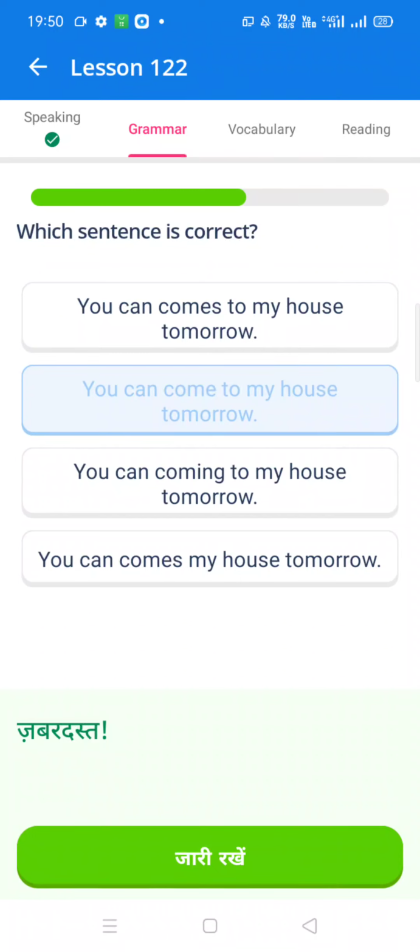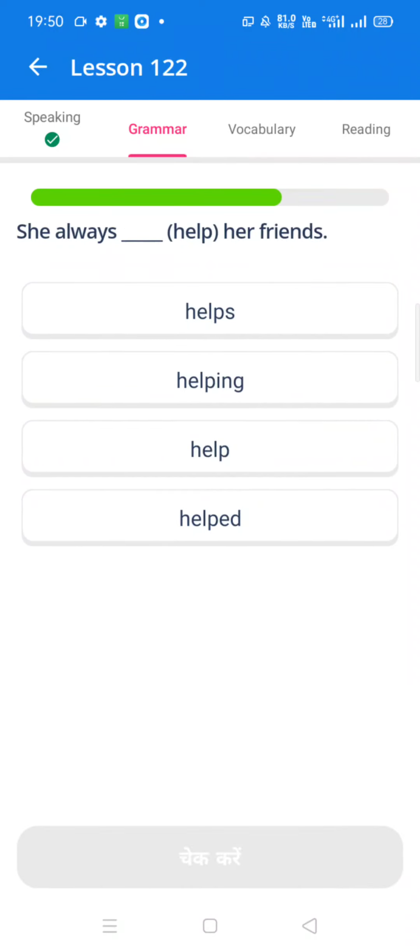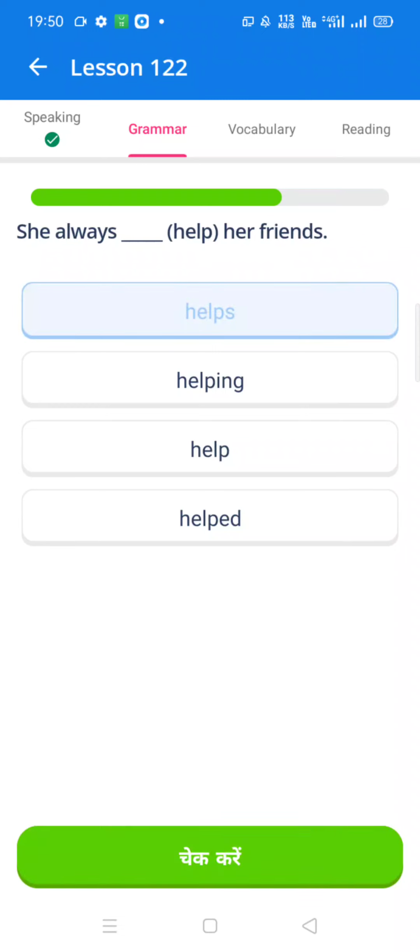Okay. Now let me go to the next question. She always dash help her friends. And the verb is help, helped. D. And Karan, what's your answer? Helps. So I think helps is the answer. Let me check. Yes, correct. She always helps her friends. Write down, Tia. Yes, A. Next one.